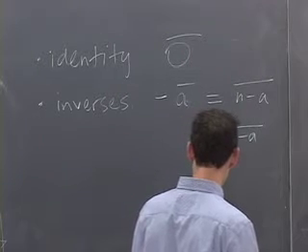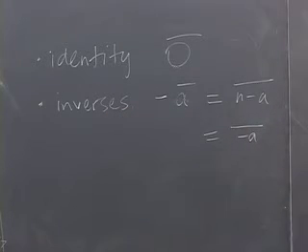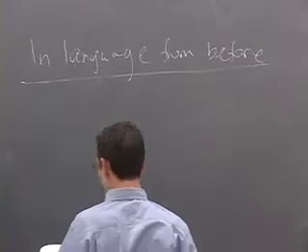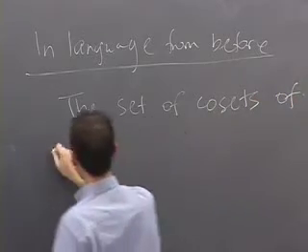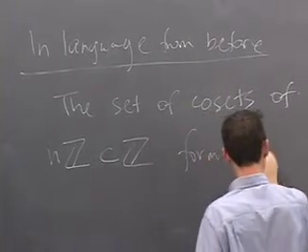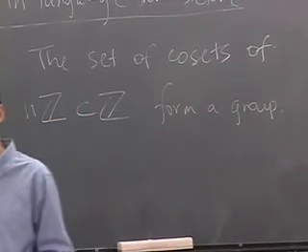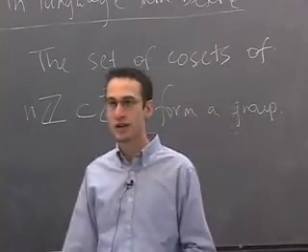And so, in the language from last time, the set of cosets of the subgroup NZ of Z form a group. Is NZ a normal subgroup of Z? Yes, it is, because Z is an abelian group.